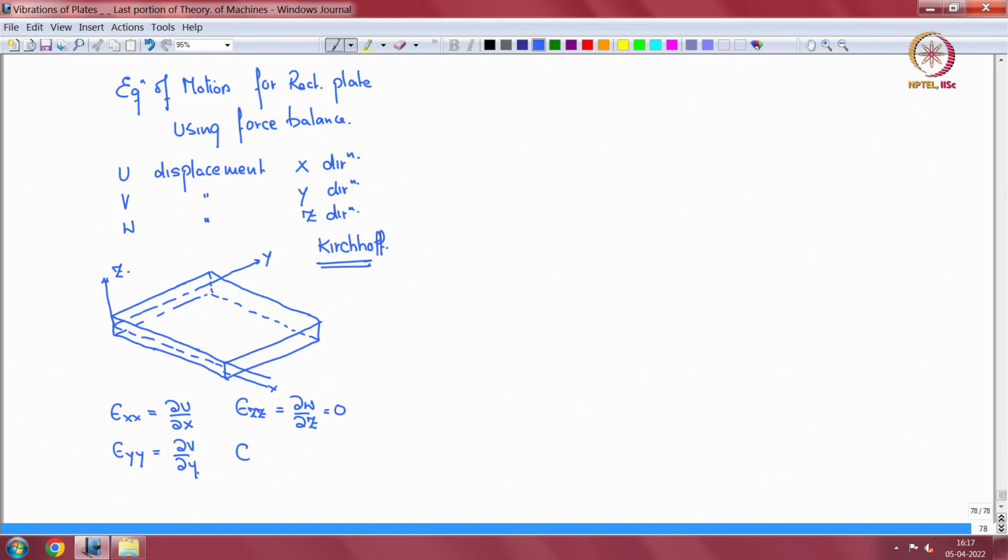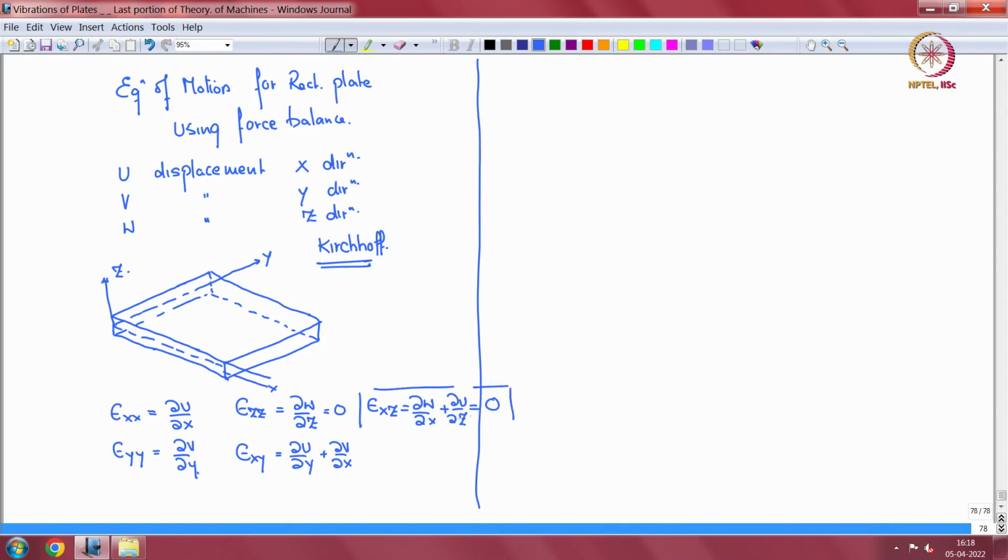Then epsilon xy is del u by del y plus del v by del x, and epsilon xz is equal to del w by del x plus del u by del z, which is equal to 0 in our theory. Similarly, epsilon yz is equal to del w by del y plus del v by del z, which is equal to 0 also. The vertical shear strains are 0 for us.